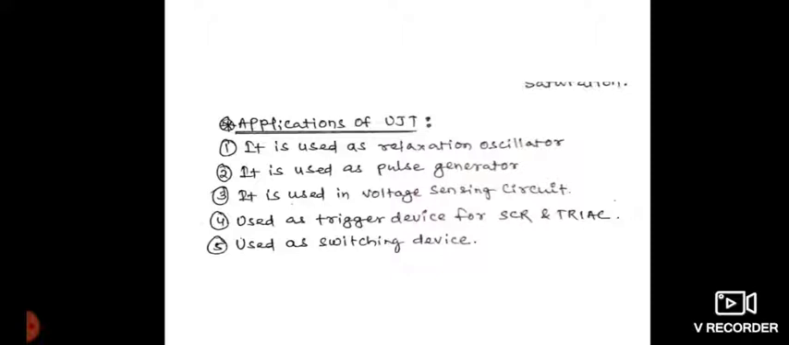Next, coming to the applications of UJT. The UJT is used as a relaxation oscillator, as a pulse generator, and in voltage sensing circuits. It is used as a trigger device for SCR and TRIAC, and as a switching device.